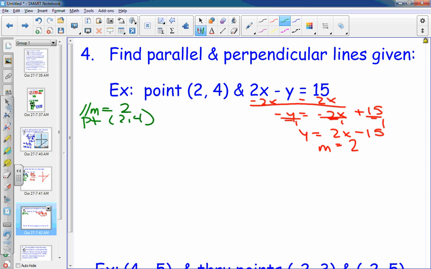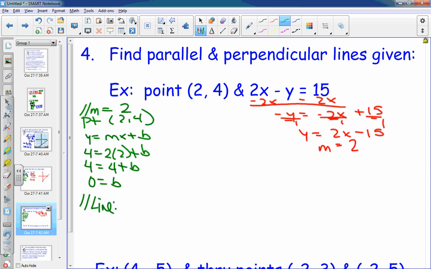So if I want to find my parallel line, I'm going to do y is equal to mx plus b. And 4 is equal to 2 times 2 plus b. So 4 is equal to 4 plus b. So subtract the 4. That gives me 0 is equal to b. So what is my parallel line? Y equals 2x.